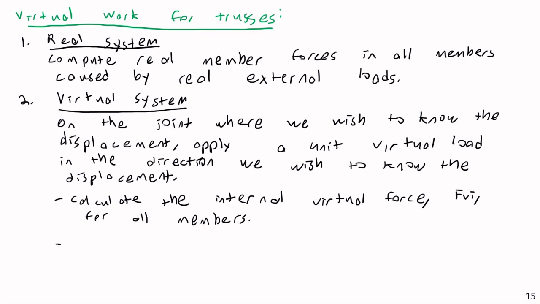And then, once you have that, step three, apply the equation we've seen previously. This is going to equal 1 times delta is equal to the summation of FVI times FL over AE. And again, note this is a summation.